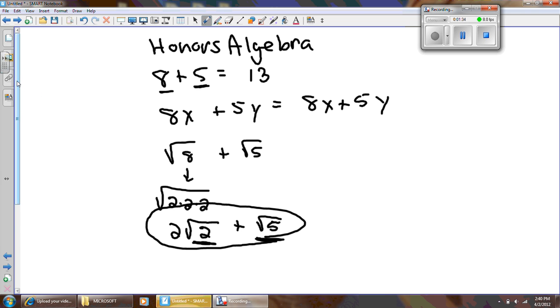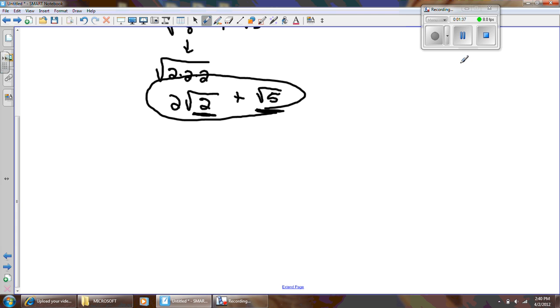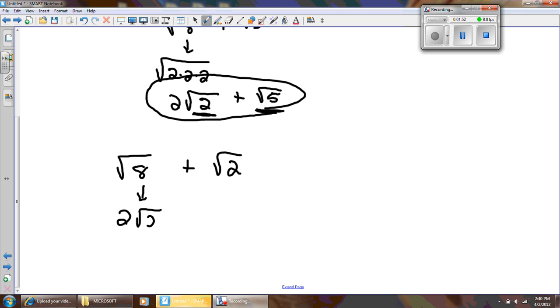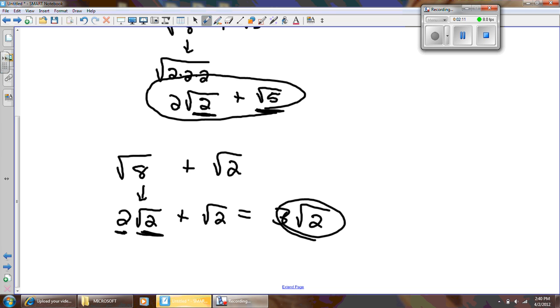But what happens if you have a situation like this? If you had rad 8 plus rad 2, you can't put them together as is, because the rads have to match, just like you can't put x's and y's together. But we all know from the previous example that rad 8 is the same as 2 rad 2. Now remember, when you say 2 rad 2, it says I have 2 rad 2s. I have 2 of them. And right here I have 1 more rad 2. How many rad 2s do I have? Well, I have 3 rad 2s. So all I'm doing is counting. I'm counting my rad 2s.